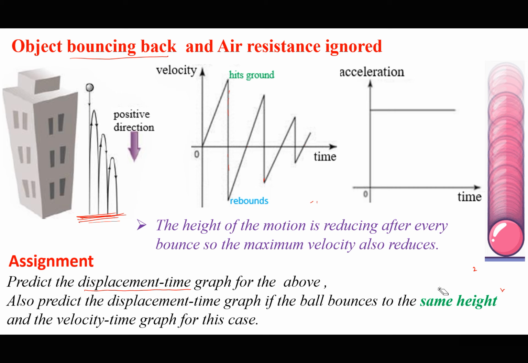It bounces back but to different heights. Of course, for the same height, it is very easy. You just draw the same graphs but reaching the same level. You should also be able to predict the velocity time graph if the body reaches the same height. Of course, it will be just a graph where these lines stop at the same level. That is an assignment for you to think about.